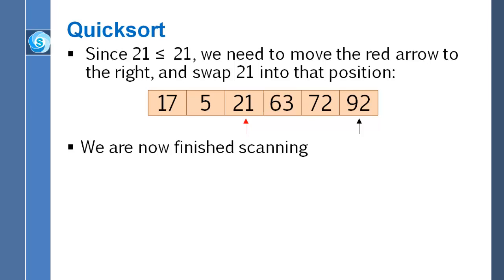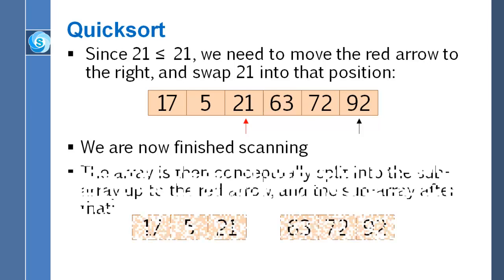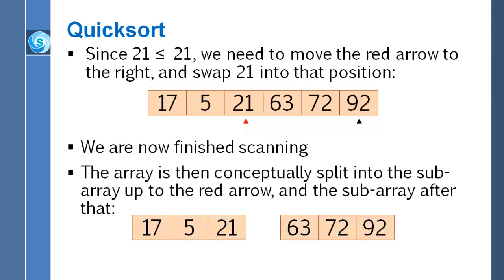But in general, that's not going to happen. We can't expect the two subarrays to have the same size. Okay, if we make a recursive call, then these two subarrays will be sorted. And once we sort each of these two subarrays, the entire array will be sorted.